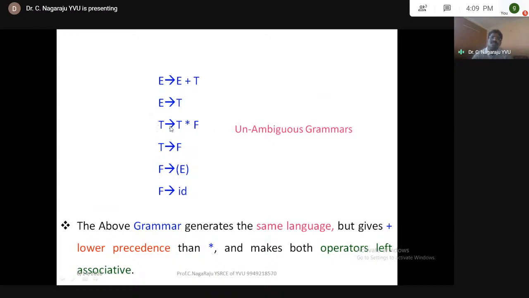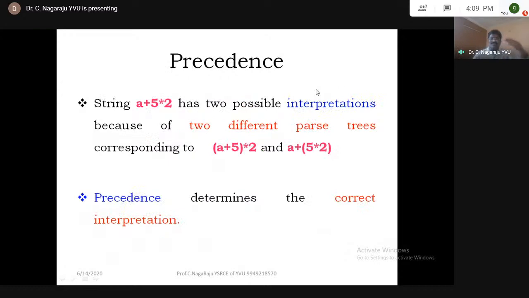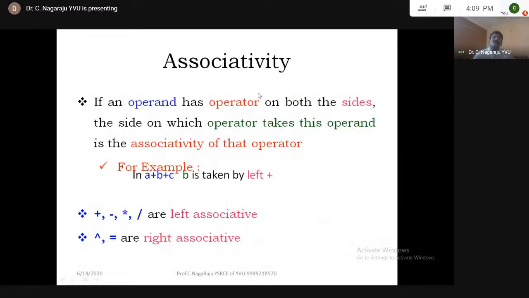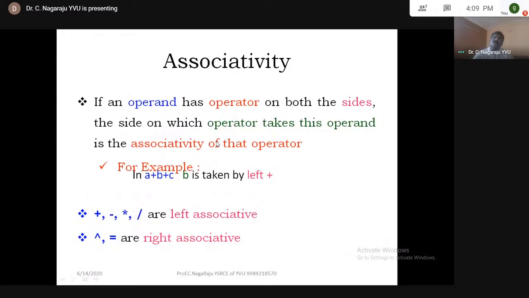But here E can have the form of E star E. E star E is replaced with T and F. So that is the E. Here T is replacing the E and F is also replacing E. That's why T is equal to F. F is equal to, within the brackets, E. For this one, when you draw the tree, you can definitely get the unambiguous tree.